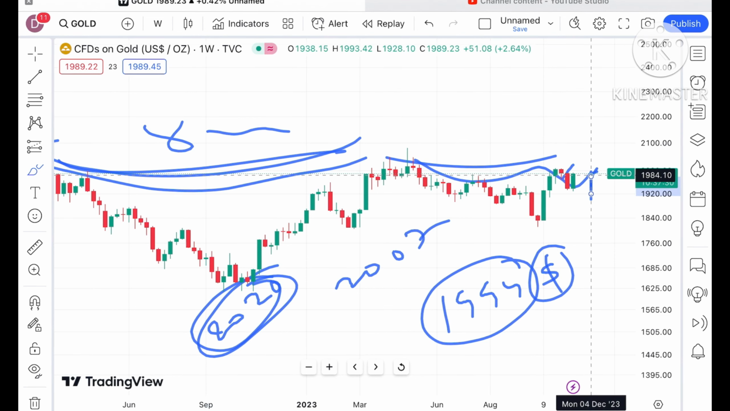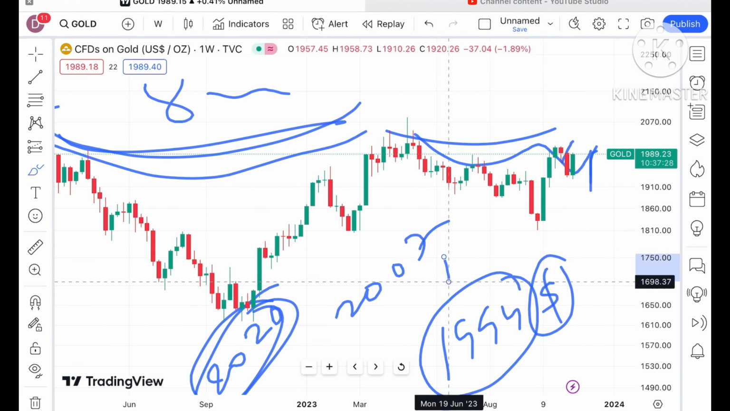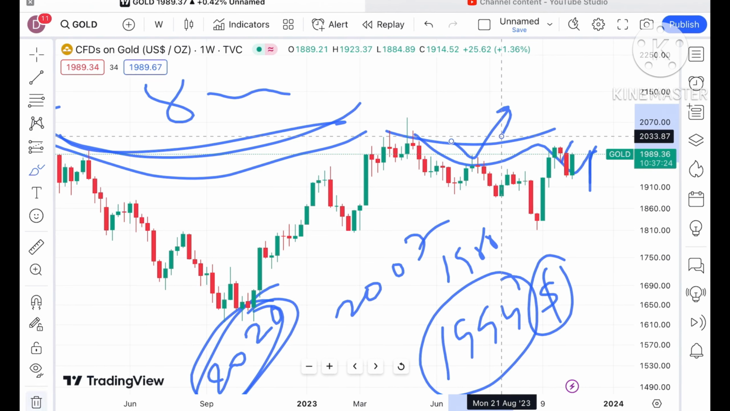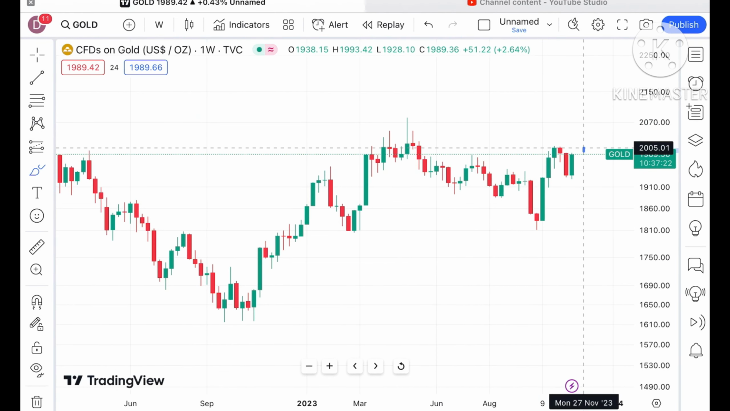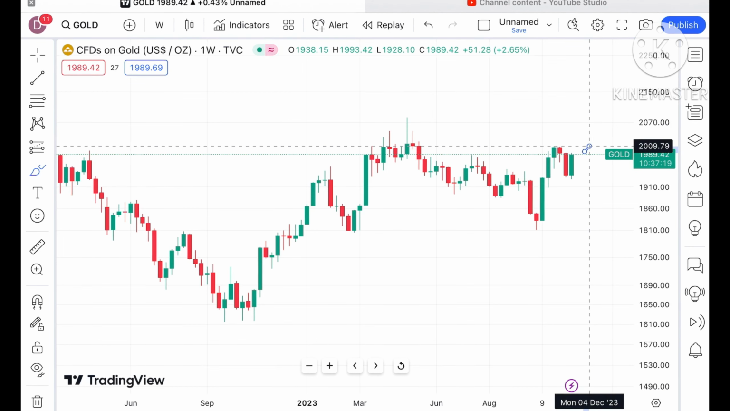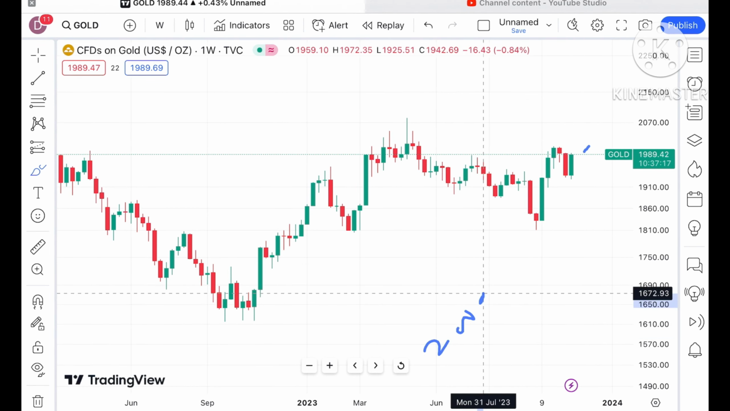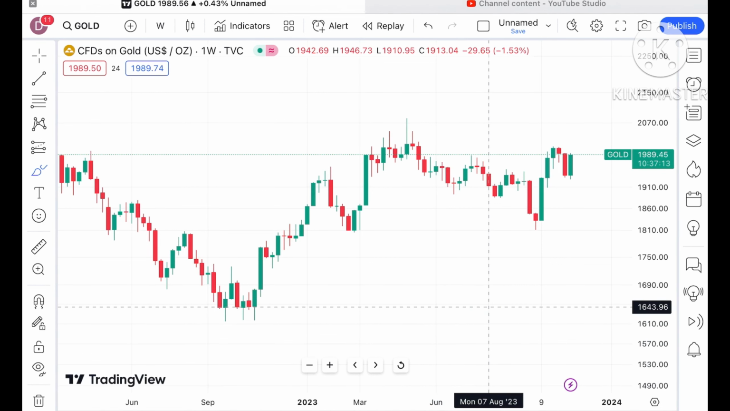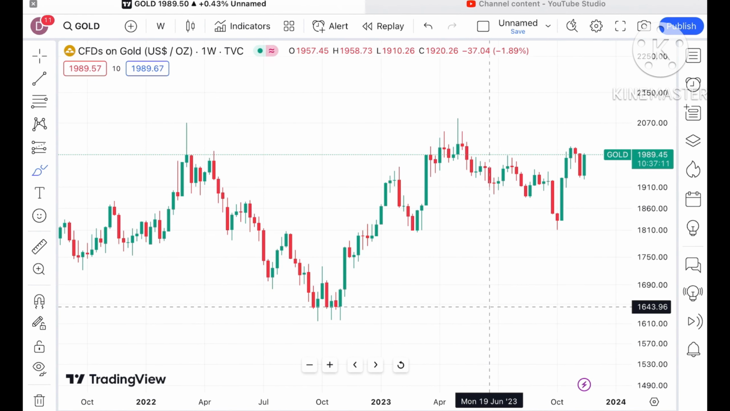Now a similar pattern is being formed, so chances are very high that as soon as it started going above a level of $1988, a bounce back, that being a strong support. So a bounce back we have seen, now trading towards 1989, and a further upside we can see in the price of gold.